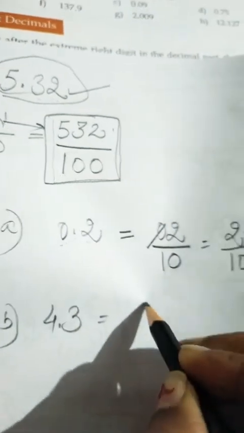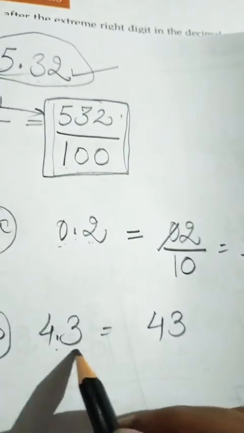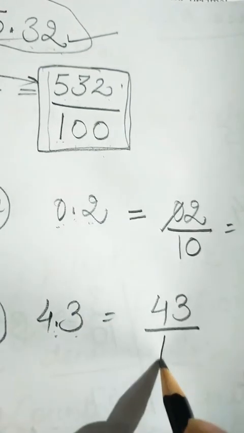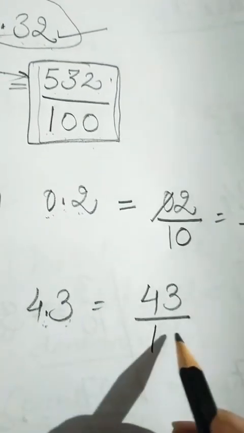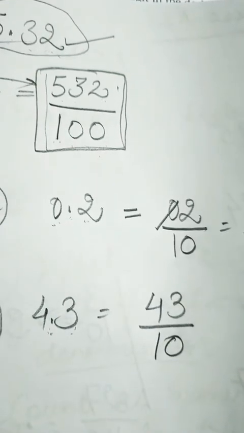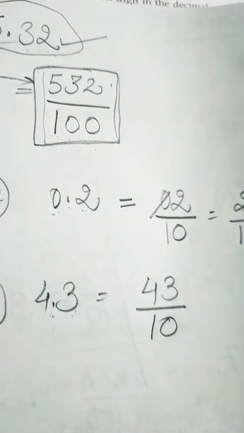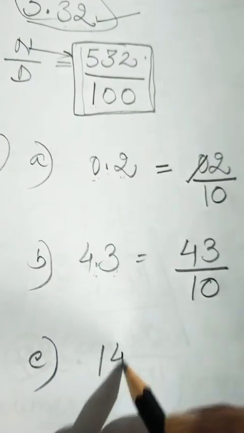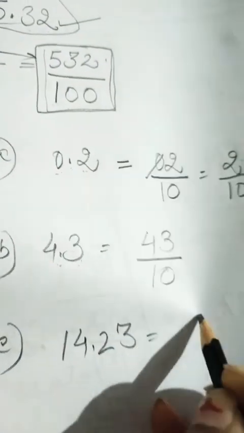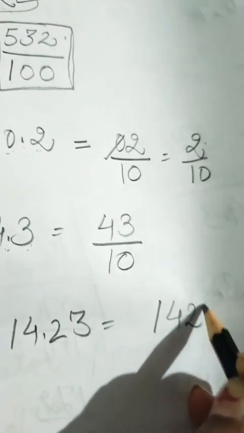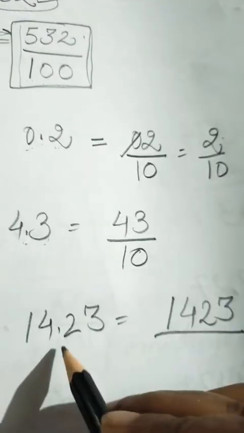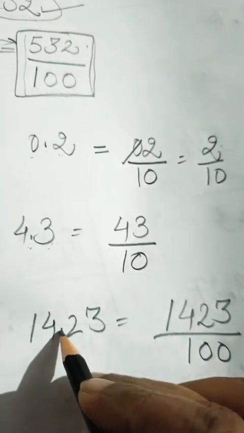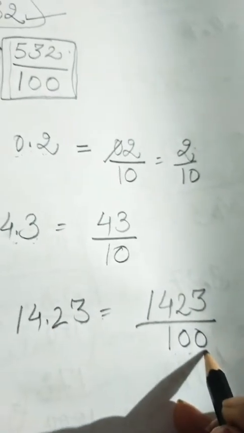Yes, after that next is 4.3. Yes, firstly we will write 43. Without decimal it is 43. We will write it, and in place of decimal 1, and after decimal 1 digit, so here 1 0. Yes, now I am going to tell you the E part, that is 14.23. We will write the numerator without decimal and the denominator here 1 0 0, because after decimal 2 digits, so after 1, 2 zeros.